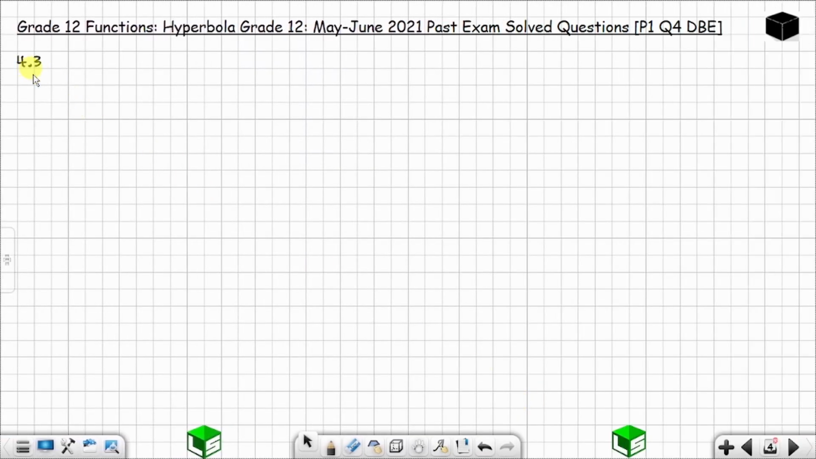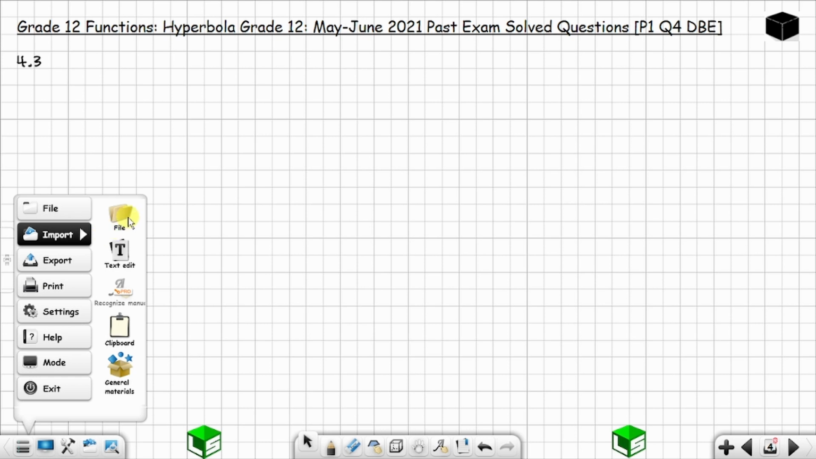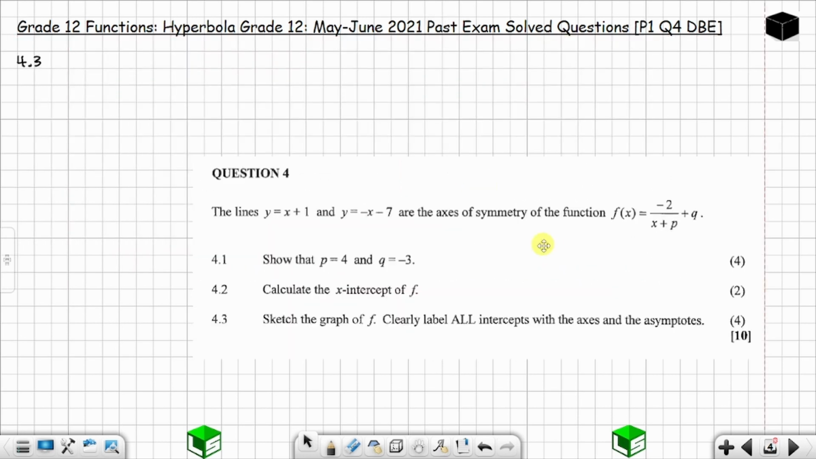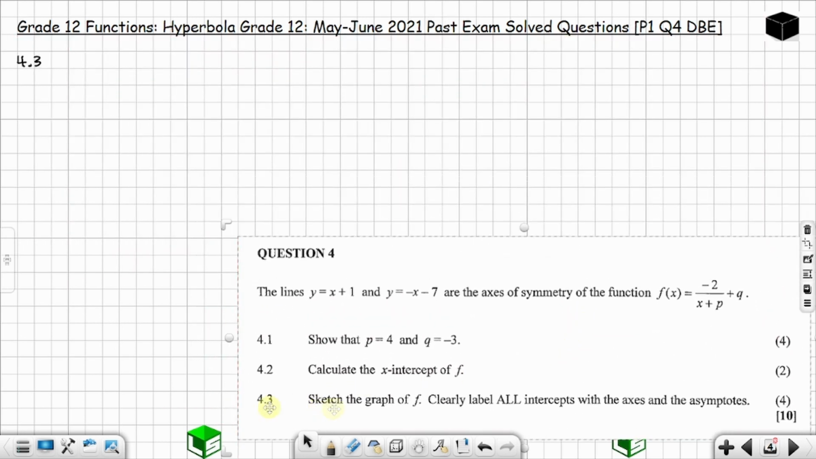Now with 4.3, let me get the question again. It's question 4 from May, June 2021. The question says 4.3, sketch the graph of f. Clearly label all intercepts with the axis and the asymptote. The question is 4 marks. So you have to sketch the graph of f, which is a hyperbola. F of x is equal to this. You have your p and q substituted. This is the equation of f.